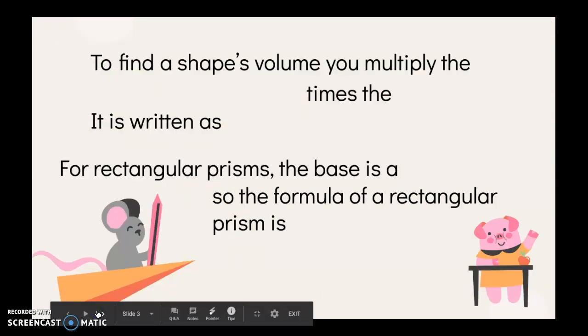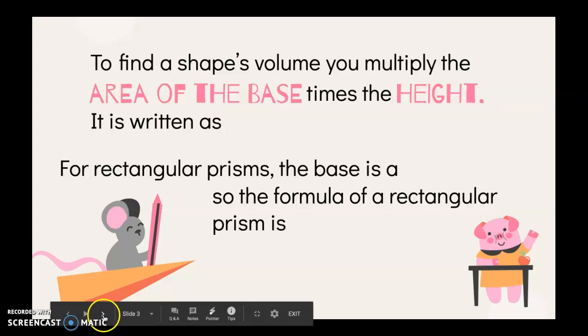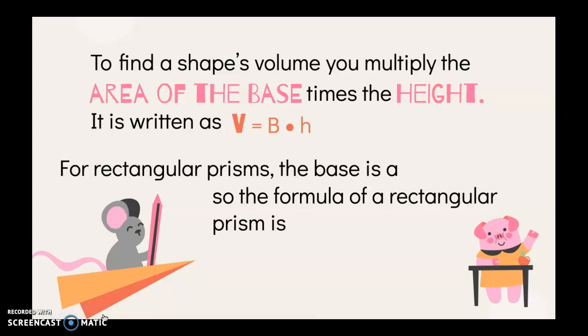To find a shape's volume, you multiply the area of the base. So if we have a rectangular prism, that base would be either a square or a rectangle. That area times the height, and that would be written as V equals big B times H. The big B stands for the area of the base shape and the H stands for height.